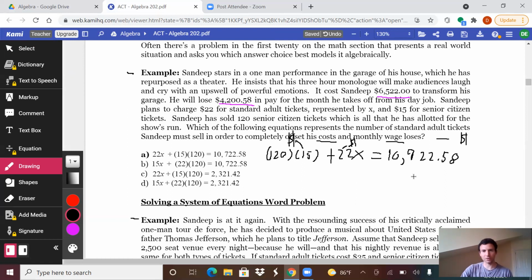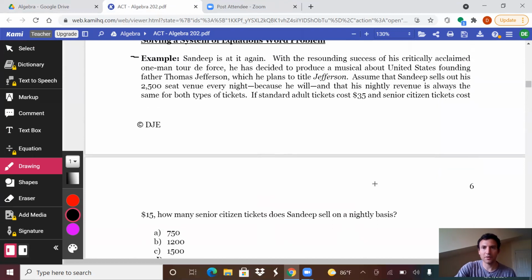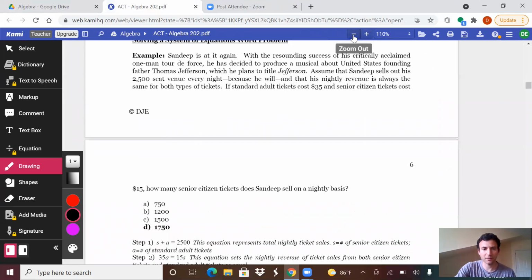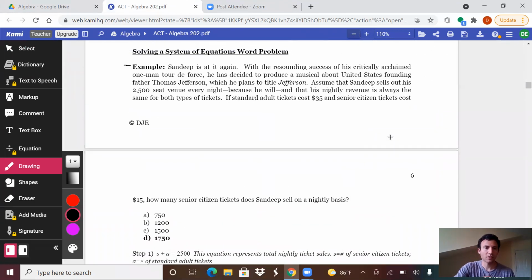So we would just need to know how to isolate X, which is something we worked on above. Okay, let's look at this second word problem. I apologize if it's a little bit small here.